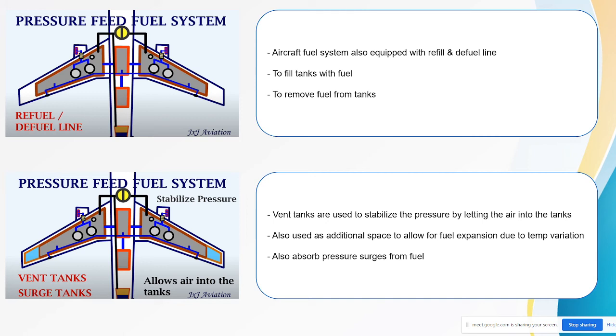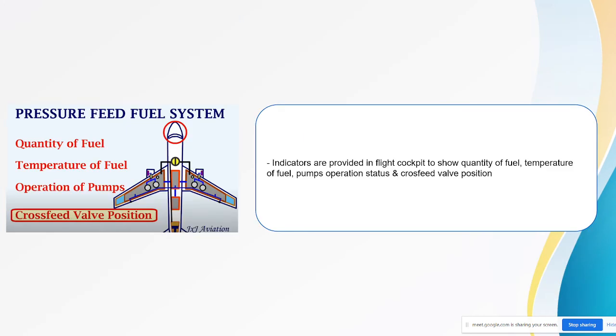Besides that, vent tanks also can be used to absorb pressure surge from the fuel. Okay, last, the flight cockpit. There are indicators provided in the flight cockpit to show the quantity of the fuel, temperature of the fuel, pump operation status, and also closed feed valve position. This is all indicated at the flight cockpit and can be controlled through the control panels also located in the cockpit.